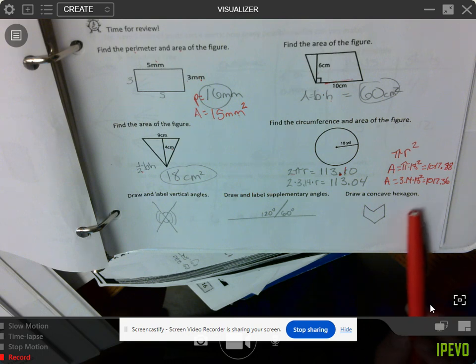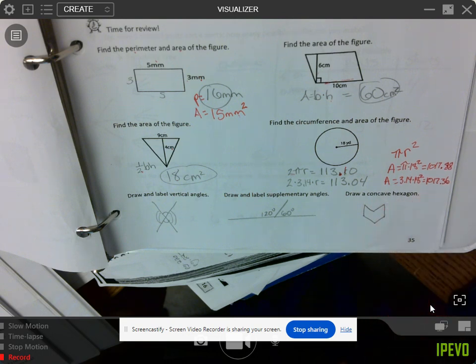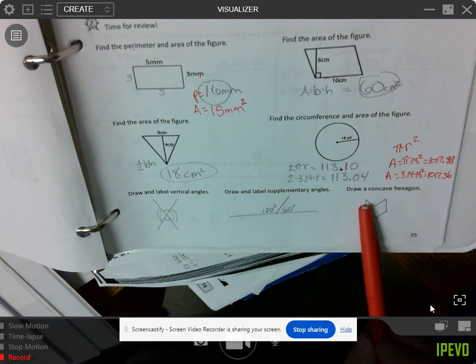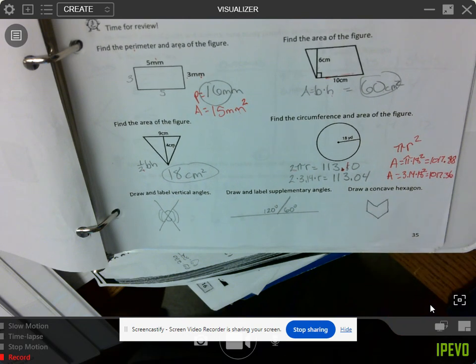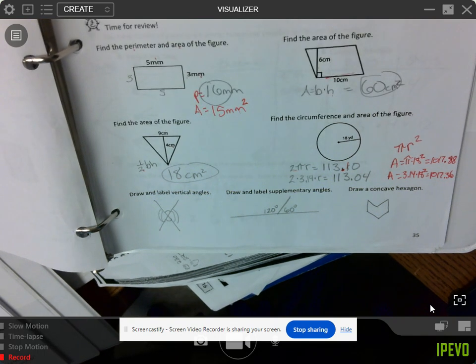And then it says draw a concave hexagon. So I need to know what a hexagon is. Hexagon has 6 sides, and if it's concave, one of the sides is caved in. Any questions on our review?